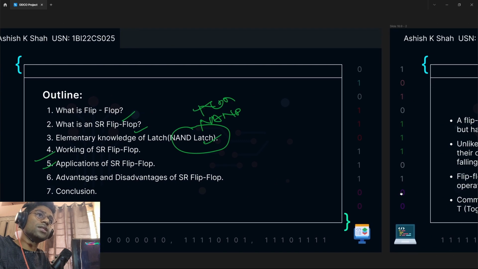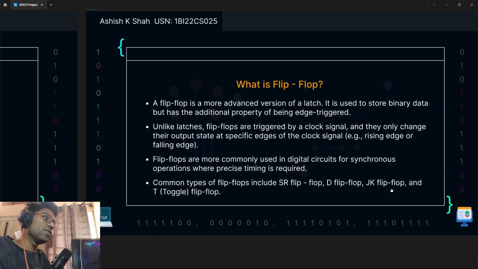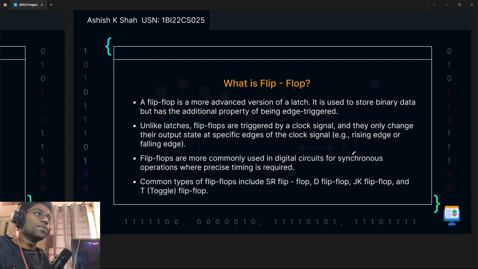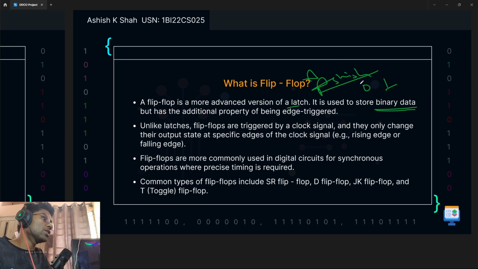Okay, so first let's go through what a flip flop is. Flip flop is a more advanced version of latch. It is used to store binary data. Remember that it is only used to store binary data, that is 0 or 1 only. We can't store our name or English alphabets or Hindi alphabets or any other language's alphabet, or that kind of data.